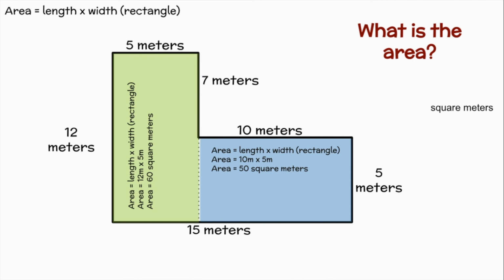So now that I know the green section is 60 square meters and the blue section is 50 square meters, I can just combine those two together to get the total area of the whole thing. Because this shape that we have here is just two rectangles combined. So let's just take the two areas and combine them. It's going to be 110 square meters. And hey, we already said we knew our answer was going to be in square meters because area is measured in square units and these are meters, so it's square meters.